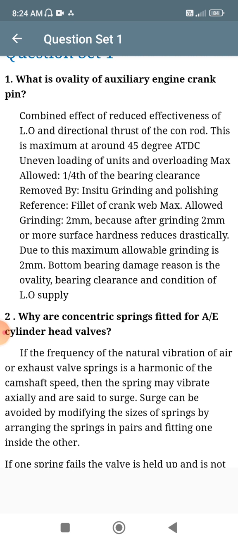So maximum allowed grinding will be 2 mm, because after grinding 2 mm or more, surface hardness will reduce drastically. So due to this, maximum allowable grinding is 2 mm. Bottom bearing damage is the reason for this ovality, bearing clearance and condition of lube oil supply.